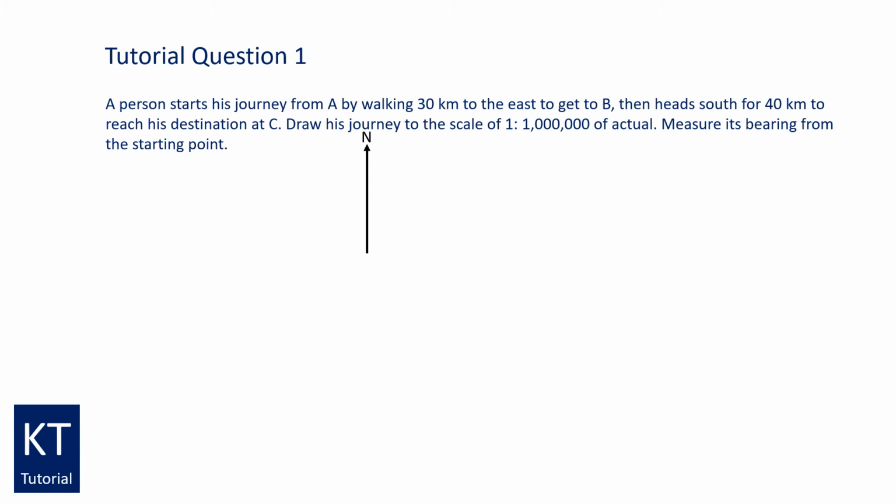Let's now take on tutorial question 1. A person starts his journey from A by walking 30 kilometers to the east to get to B, then heads south for 40 kilometers to reach his destination at C. Draw his journey to the scale of 1 to 1 million of actual. Measure its bearing from the starting point.